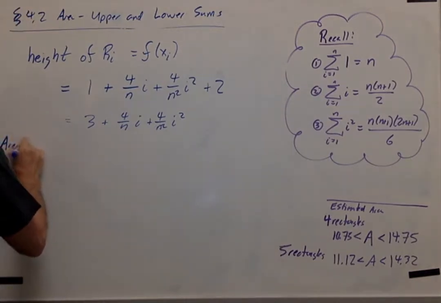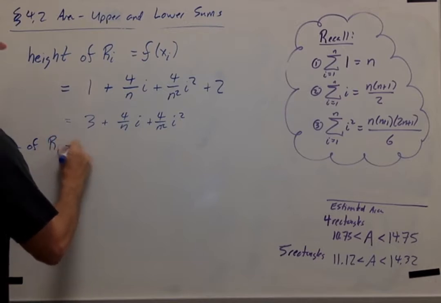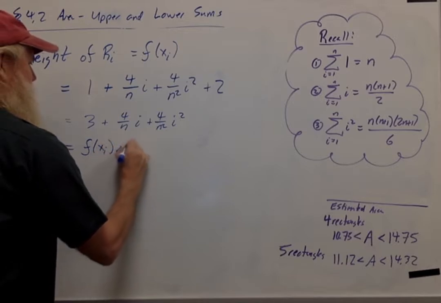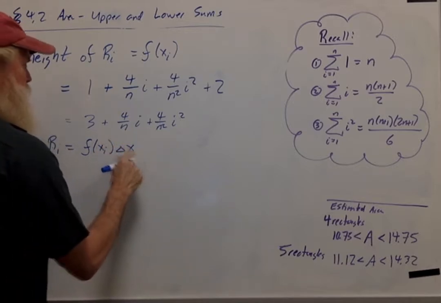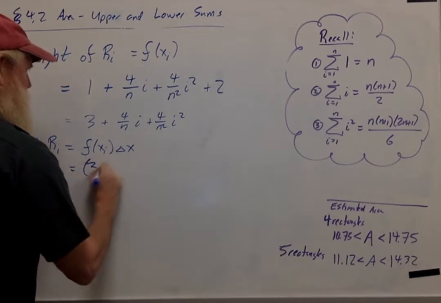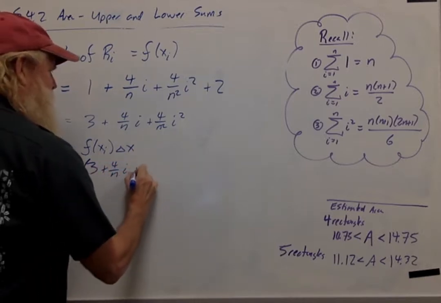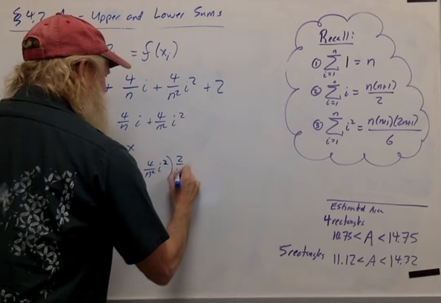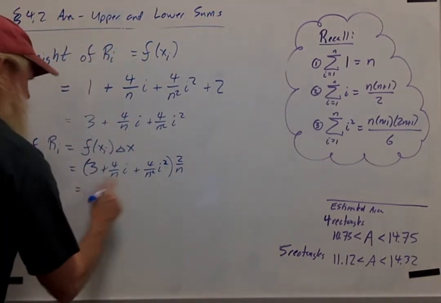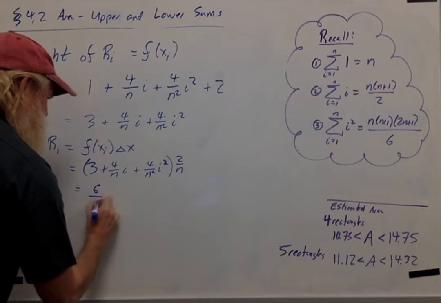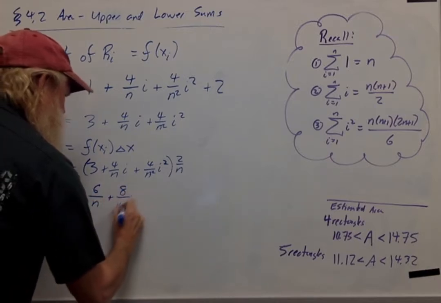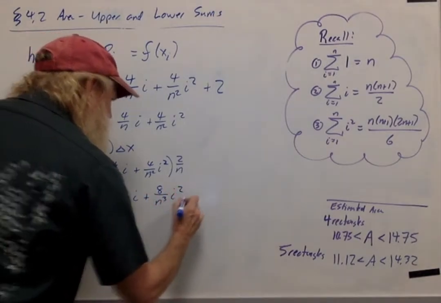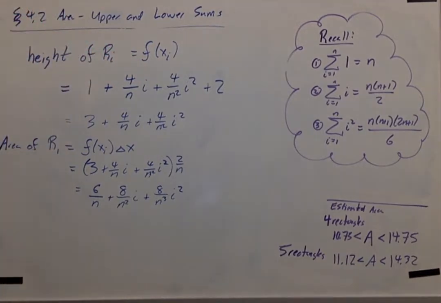So the area of R sub i is going to be the height times the base. So that's f of x sub i times delta x. And remember, delta x was equal to 2 over n. So we have 3 plus 4 over n times i plus 4 over n squared i squared multiplied by 2 over n. So if we distribute, that gives us 6 over n plus 8 over n squared i plus 8 over n cubed i squared. And that's the area of that one rectangle.